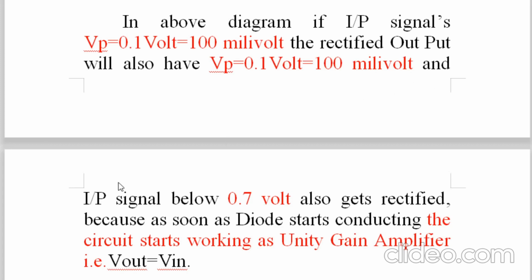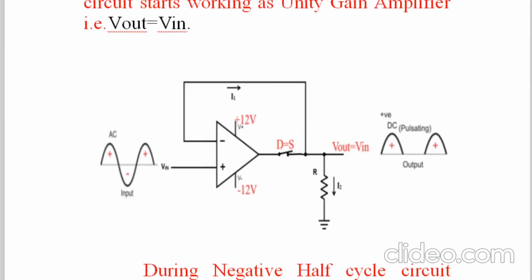And input signal below 0.7 volt also gets rectified, because as soon as the diode starts conducting at 0.01 volt, meaning 10 millivolt, the circuit starts working as a unity gain amplifier, that is Vout equal to Vin. And therefore normally you always show a diode and a switch. So this is better, because we understand that there was a diode which is now behaving as a closed switch.